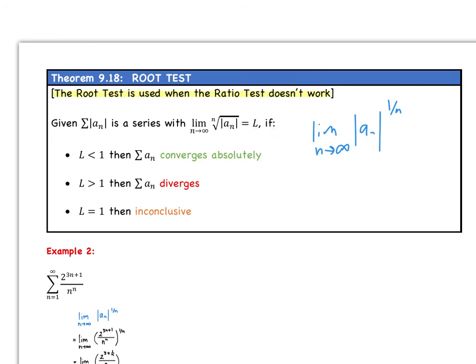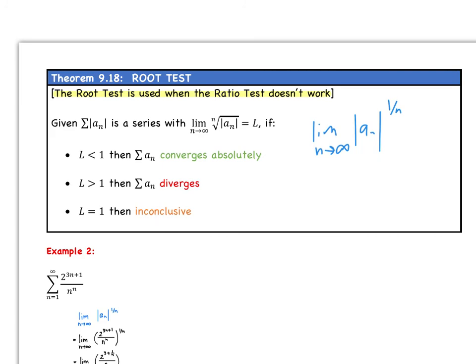If L is less than 1, then the series converges absolutely. If it's greater than 1, it's going to diverge. And if it equals 1, it's inconclusive. So the same results apply for the ratio test as the root test. Less than 1 converges absolutely, greater than 1 we diverge, equals 1 we're inconclusive.